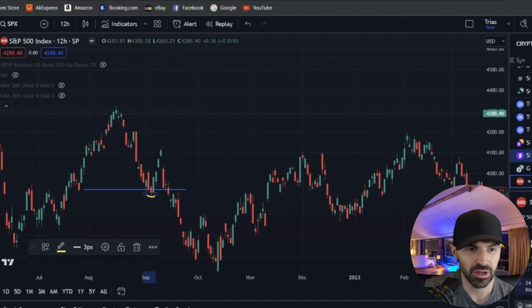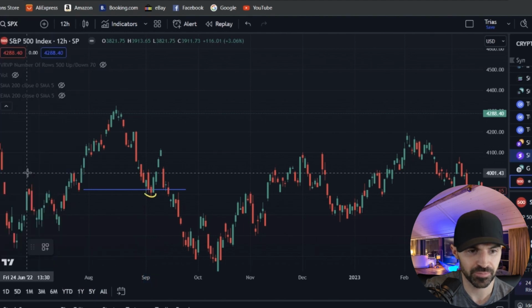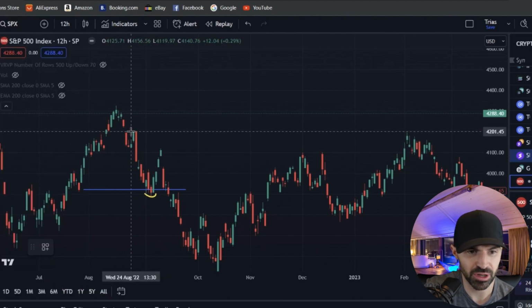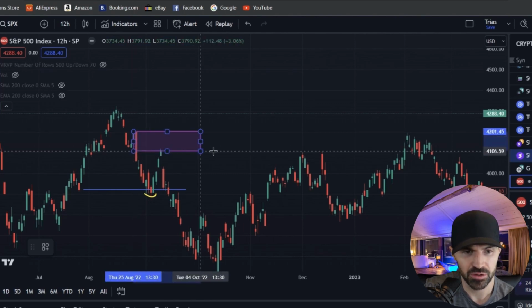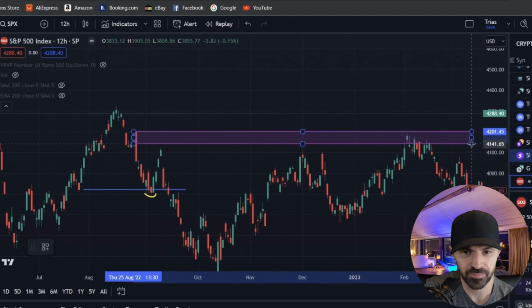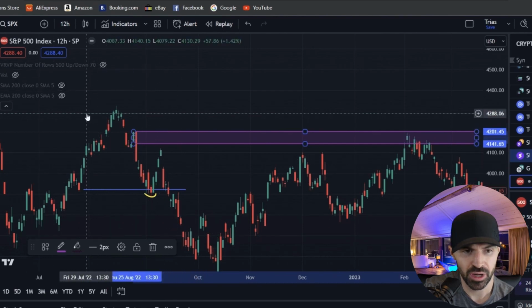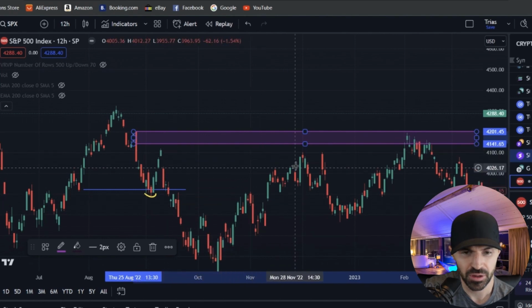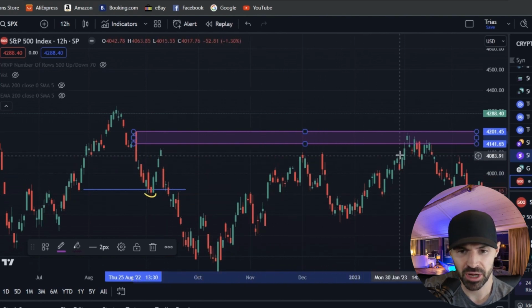So then you can go ahead, go back to your rectangle here, and you can draw in your supply zone. So the top of the wick of the green candle to the bottom of the green candle, or the bottom of the wick of the green candle, should I say. So as you can see, then the price sold off and eventually it made its way back into your supply zone where you could have taken a trade and then the price then sold off.